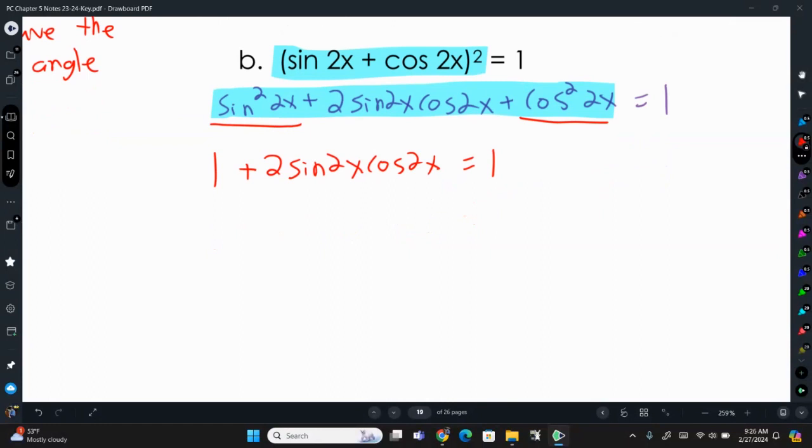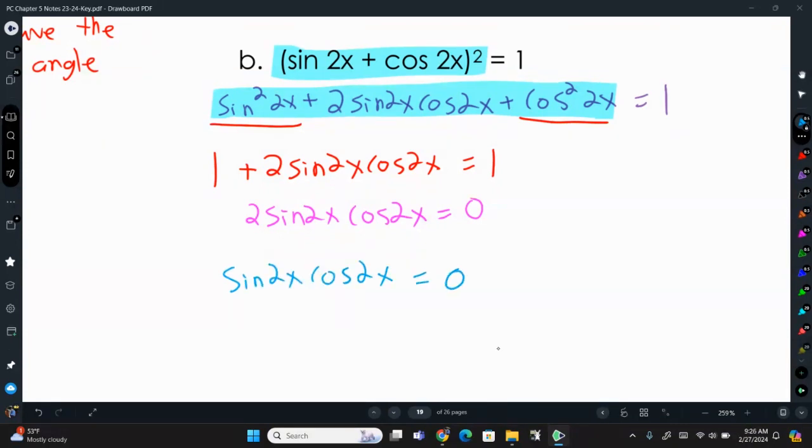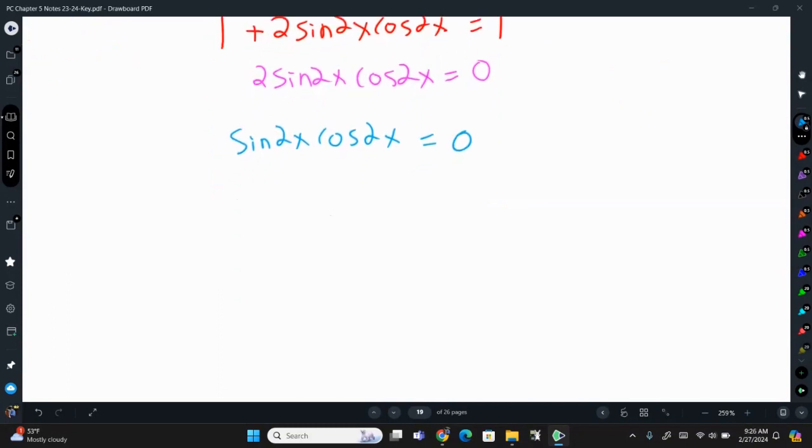Subtract 1 from both sides. So we have 2 sine 2x times cosine 2x equals 0. Well, now we can divide both sides by 2. So sine 2x times cosine 2x equals 0. And since we have two things being multiplied, we can set this equal to 0, and then we can set this equal to 0.